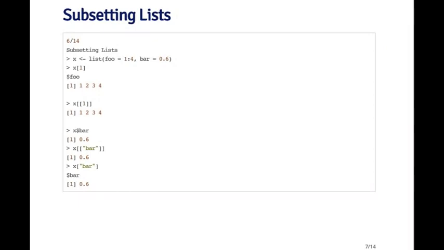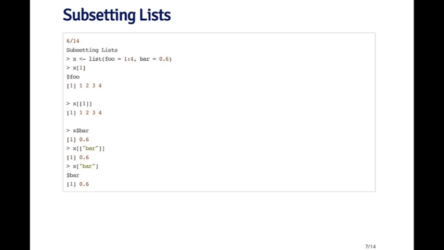So subsetting a list is a little bit different because you can use the double bracket or the $ operator. You can also use the single bracket operator. So here I've got a list. The first element is a named element called foo. It's an index and it's a sequence 1 through 4. And the second element is named bar and it's the number 0.6. So this is a list with two elements in it.